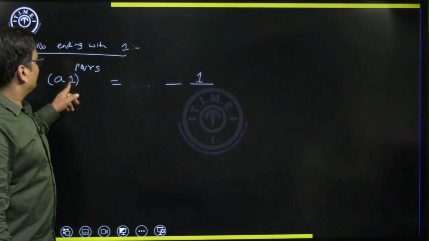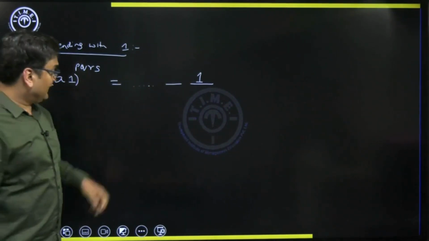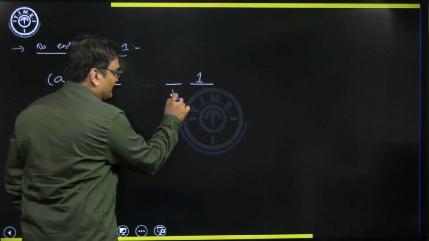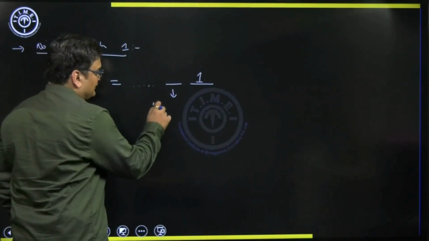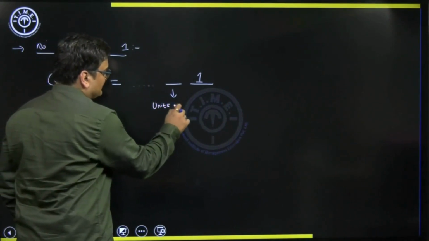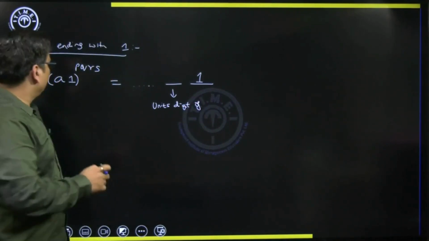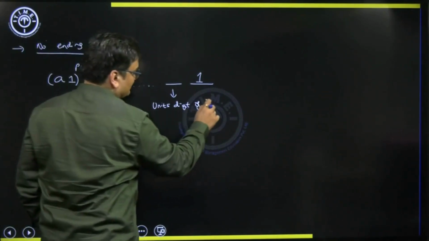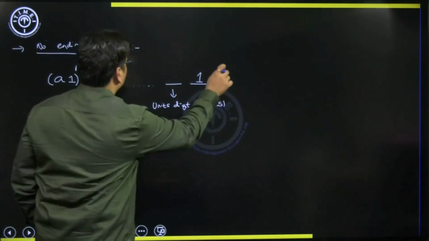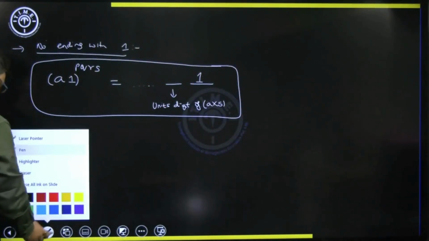So for numbers ending with 1 raised to the power PQRS, the last digit is going to be 1 and the tens digit is going to be the units digit of the product of the tens digit here and the units digit here. So it's the units digit of A into S. I'll explain using an example.